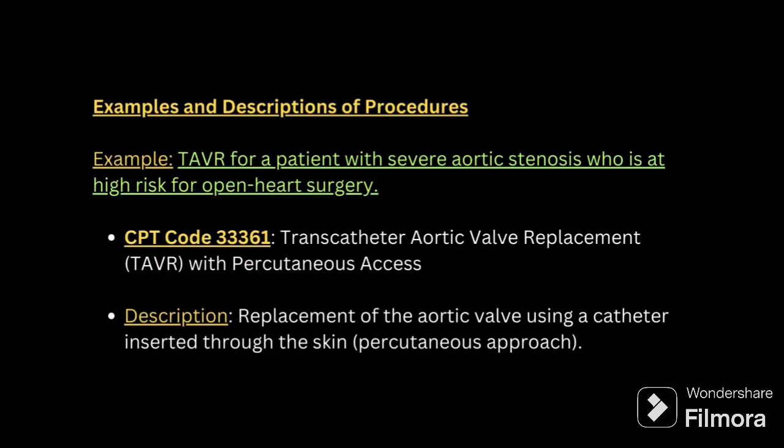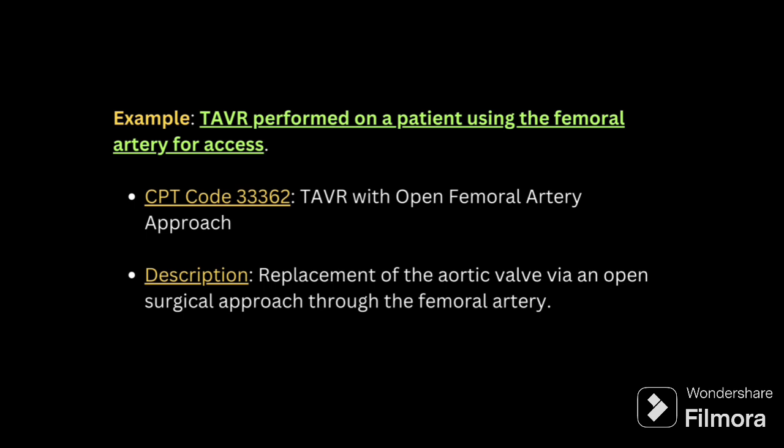An example for this is TAVR for a patient with severe aortic stenosis who is at high risk for open heart surgery. For this, we are coding 33361, transcatheter aortic valve replacement with percutaneous access. So, replacement of the aortic valve using a catheter, we will be assigning this code. Second example, TAVR performed on a patient using the femoral artery for access. For this, we are giving 33362, replacement of aortic valve via an open surgical approach through the femoral artery.